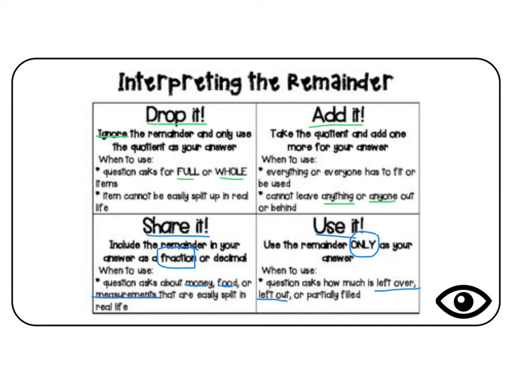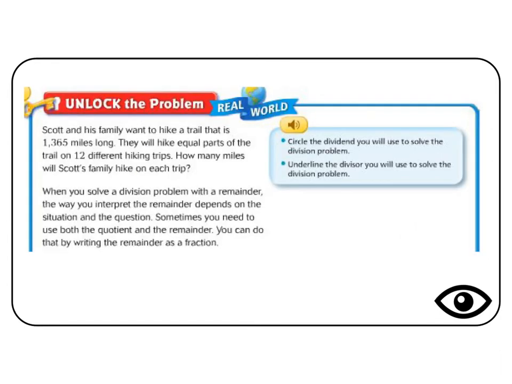Let's try a division problem and see what we're going to do with it. Here's our problem. Scott and his family want to hike a trail that is 1,365 miles long. They will hike equal parts of the trail on 12 different trips. So 1,365 and 12. How many miles will Scott's family hike on each trip?